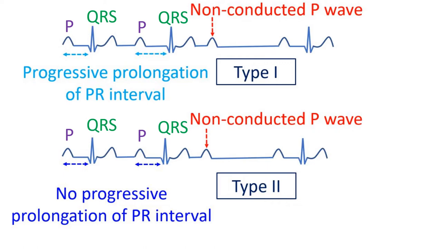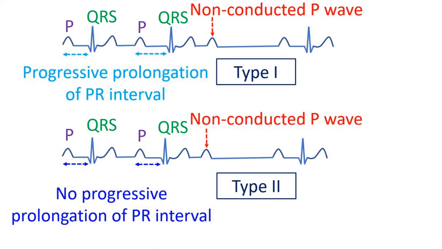In type 1, there is progressive prolongation of PR interval followed by skipping of a QRS. It is known as Wenckebach phenomenon after the person who described it. Classification into types 1 and 2 are named after Mobitz as Mobitz type 1 and type 2. In Mobitz type 2, there is no progressive prolongation of PR interval, but occasional QRS complexes are skipped.